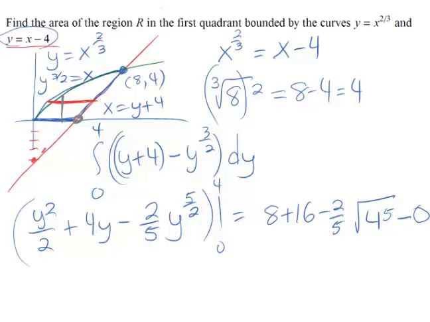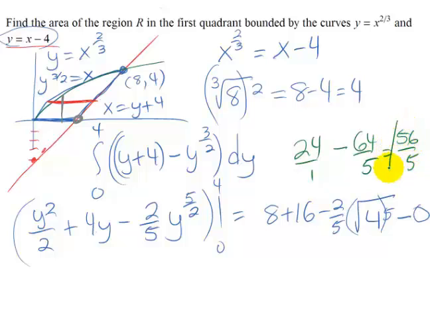Now we can simplify this, and we can square root the 4. That will give us 2 to the 5th, which is 32, times 2, 64 over 5. So that'd be negative 64/5, and here we would have 24. So we can make that into fifths, and it looks like we would get 56/5. Now this works, but there's actually even a better way to do this.